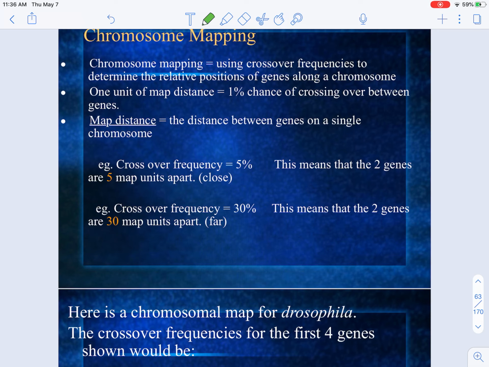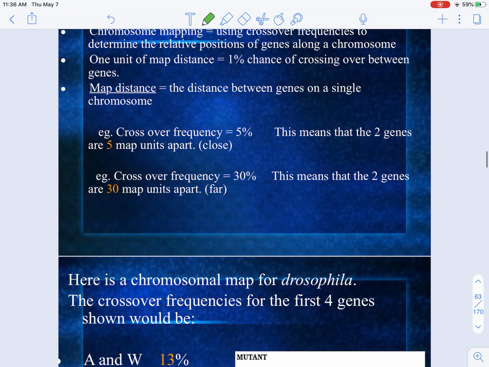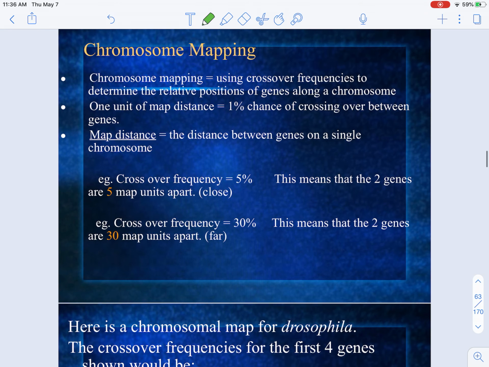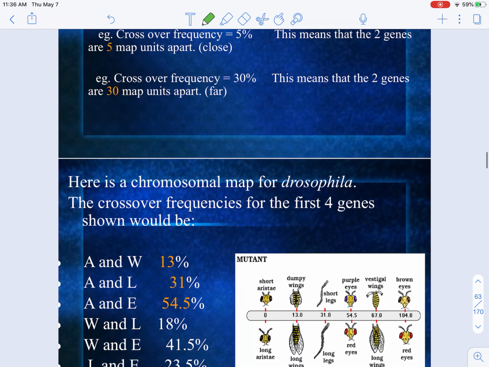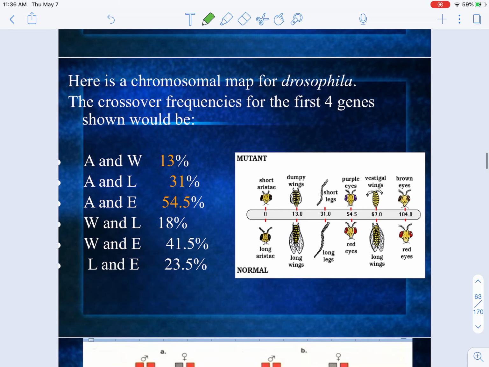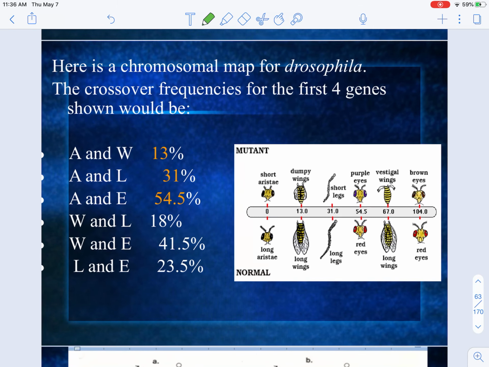So if they very often are found to have crossed over and be in different combinations, like 10% of the time, they would consider those two genes then being 10 units apart on the chromosome. But if there's only like 1% of the time that they ever are separated and crossed over, that means that they're very close together. And if it's 1% of the time, they would be considered to be one map unit apart.